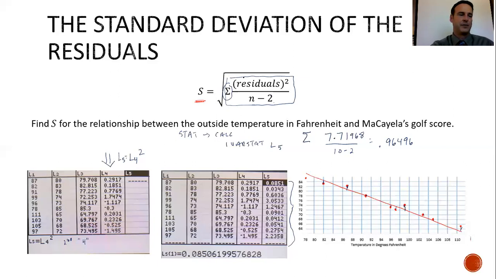The last step is to square root that answer, and that will give me my S. Once you square root this, it is 0.9823. So in a general sense, that's how far on average your data values with respect to your Y's are from your least squared regression line. It's how far on average your observed golf score is from your predicted. Okay, very good. If you have questions, let me know.